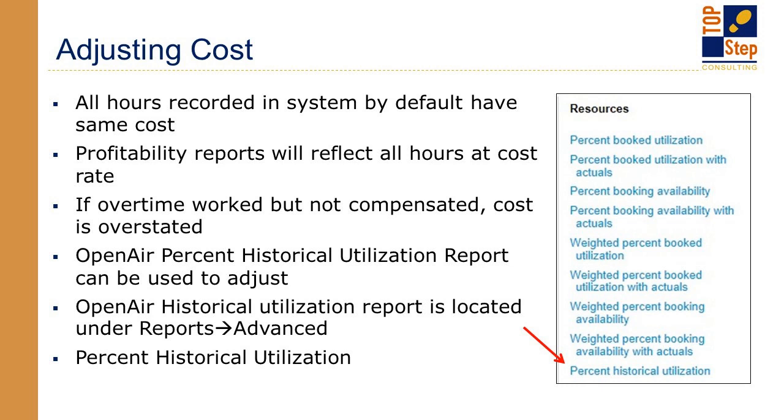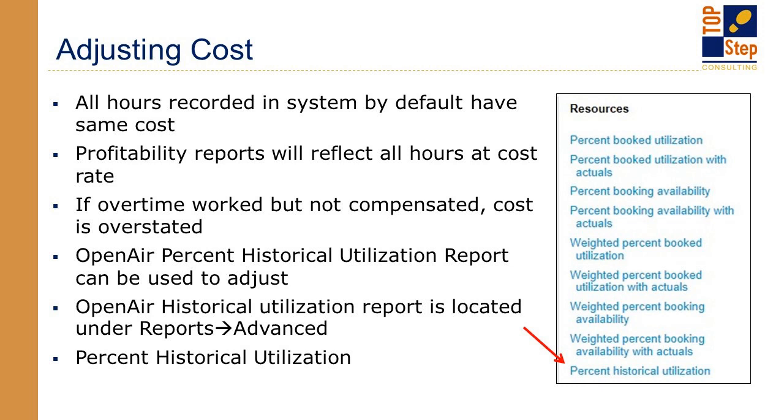So sometimes you want to adjust your cost. And sometimes it's hard to decide how many hours should be attributed to cost. So we always suggest recording all hours against a project. And if you're a salaried employee, you are most likely not getting overtime beyond the 40 hours worked. So in OpenAir, all hours in the system by default have the same cost. So if you use all hours, it will reflect the same cost rate in the project profitability. If overtime is worked and not compensated, the cost ends up being overstated, and the margin in reporting is then being understated, giving less margin than what it should be.